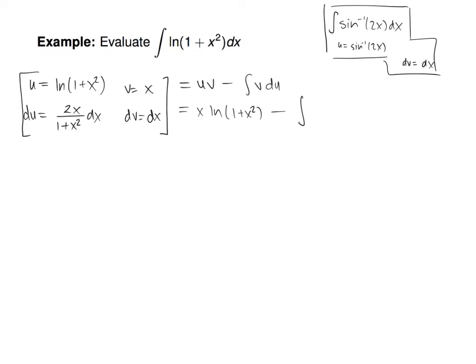And then what do I have for the rest of it? 2x squared over 1 plus x squared. Can you also write 1 plus x squared as 1 plus x all squared? No, you cannot.